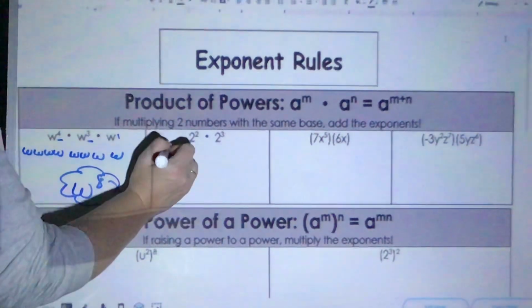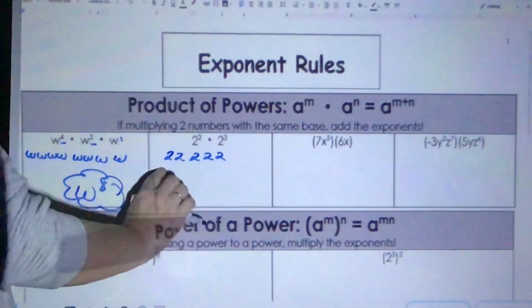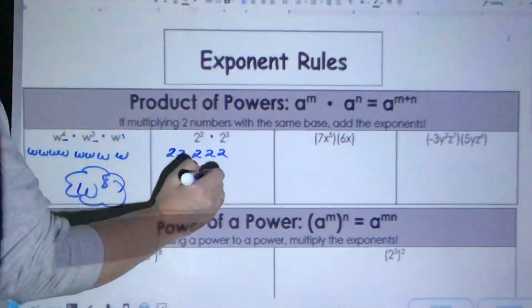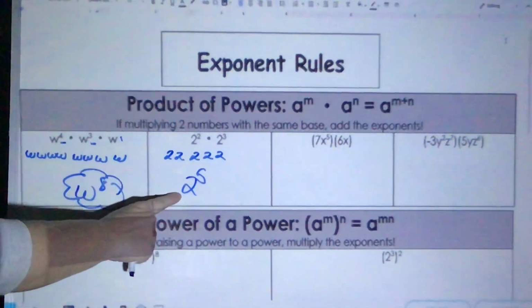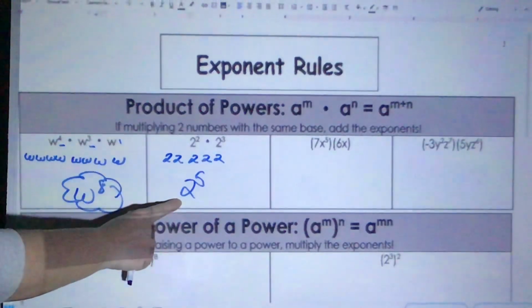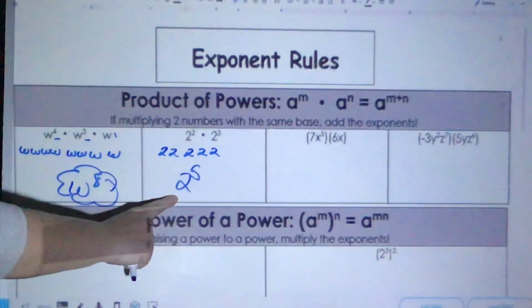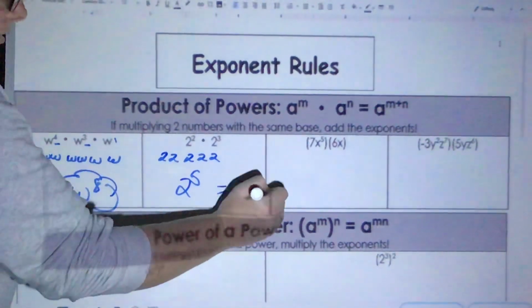Here, I'm going to have 2 w's multiplied by 3 more w's, and I can expand it, or I can learn the rule that says you can add the powers. So we get 2 to the 5th power. If you have a problem with numbers, and 2 to the 5th power isn't that hard to do, you're usually expected to do that math out and get the answer. So in standard form, that would be 32.